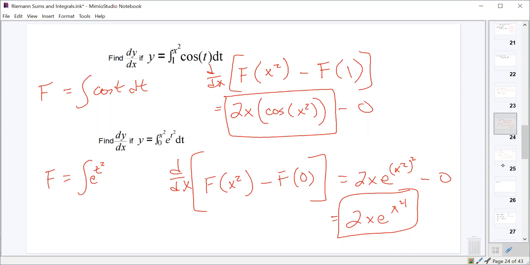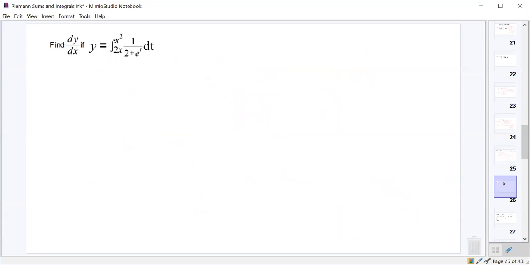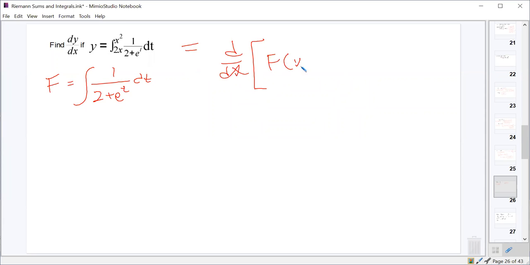All right. Now we already did this one, so let's skip on down to this one now. This one gives us an integral from 2x to x squared of this function. So if we let capital F equal the integral of 1 over 2 plus e to the t dt, then this should be the derivative with respect to x of capital F of x squared minus capital F of 2x.